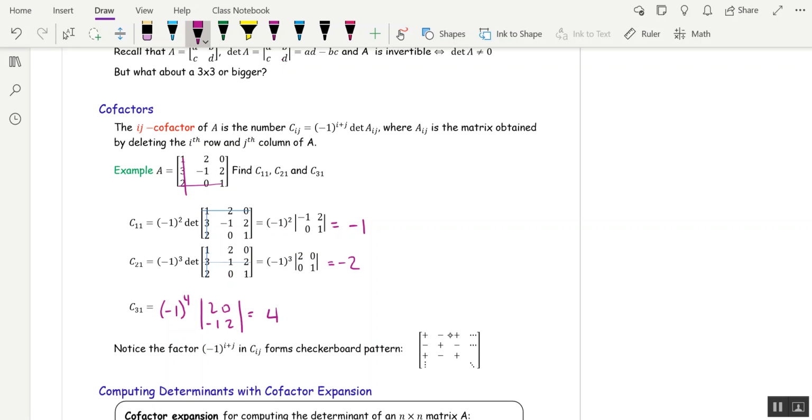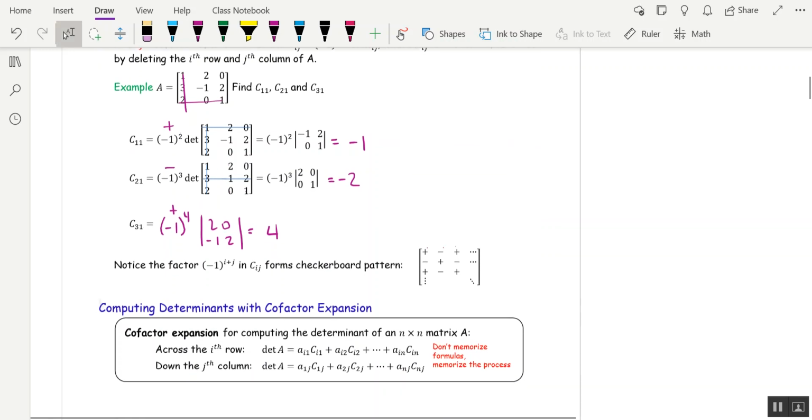Okay, so one thing to note is that these -1 to the i plus j, as I went down the column, they went from plus to minus to plus. And if I had a 4 by 4, it would have gone plus, minus, plus, minus. And across any row, it's also going to alternate sign, plus, minus, plus, minus. So just keep that in mind.